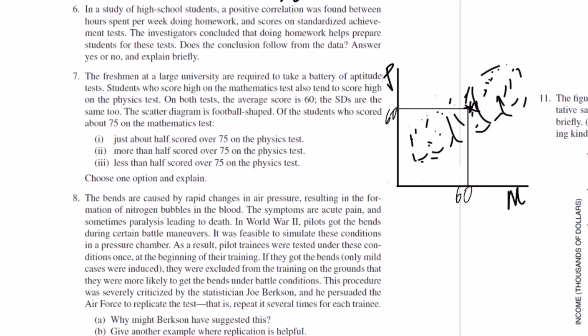Now, we can add in a regression line here. So the standard deviation line would be something like this, right? And so we know that the regression line in general, unless it's a perfect correlation, is going to be shallower than the SD line. So, okay, something like that. Now, what we're looking at is scores of 75 on the mathematics test, right around 75. And the question is, for the students that scored 75 on the mathematics test, what percentage of those scored better than 75 on the physics test?